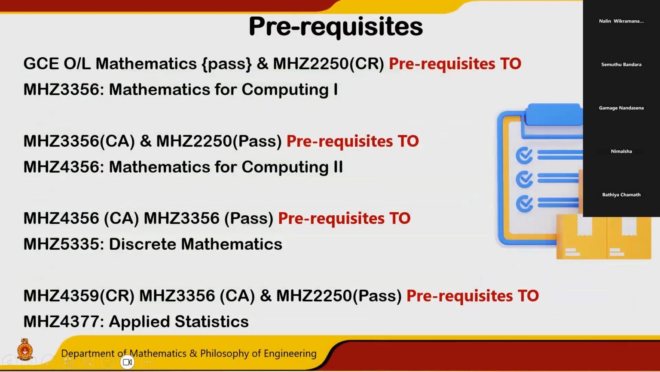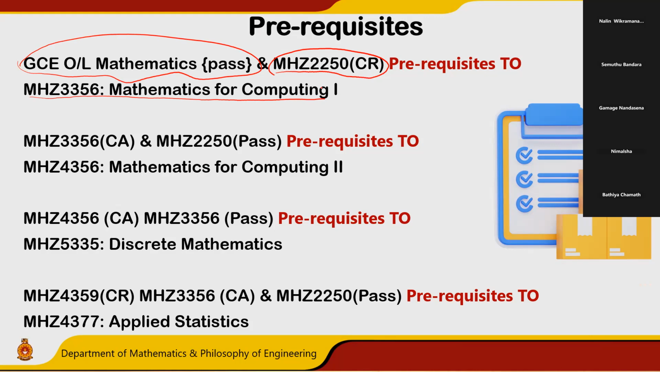Then what are the prerequisites for this course? The prerequisite means you have to register for MHZ 2250 and you must have passed O-level mathematics. Then it is the prerequisite for this course, that is Mathematics for Computing 1.